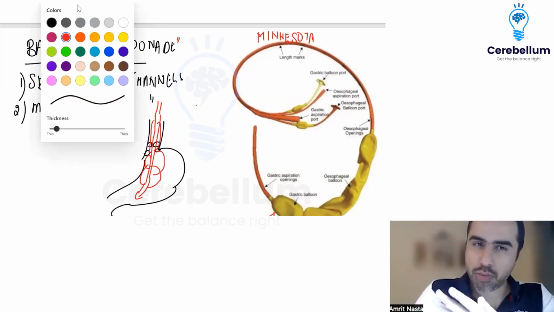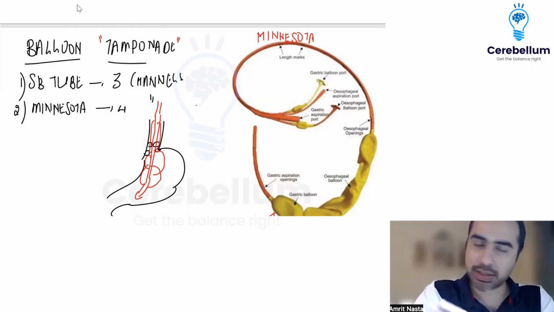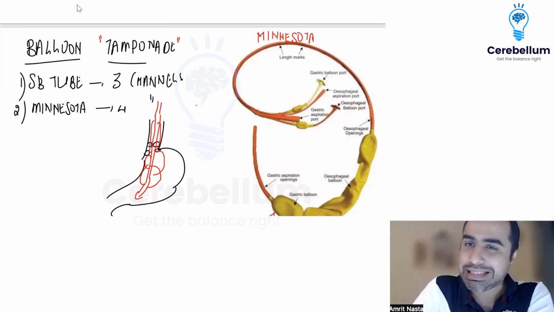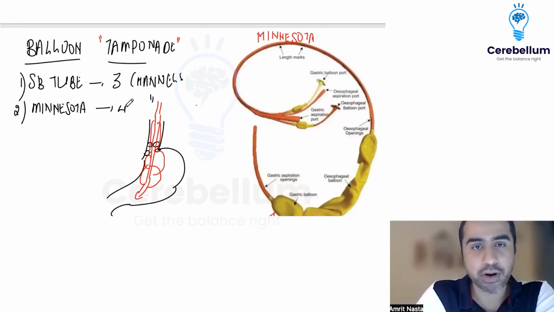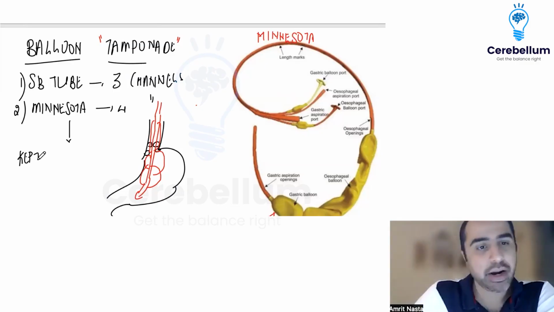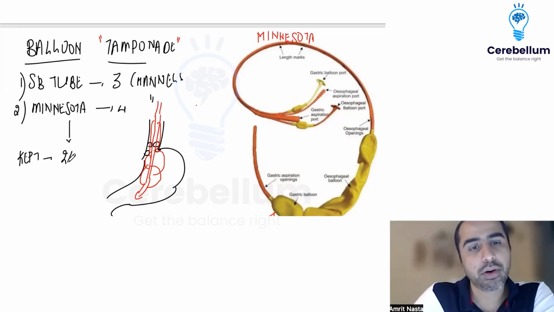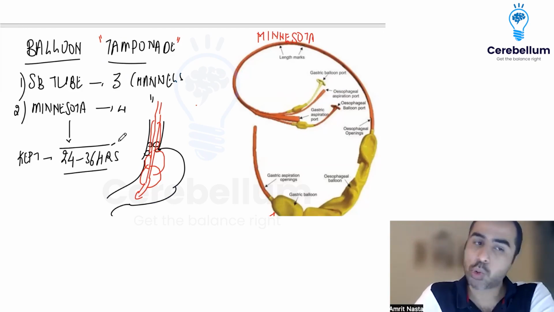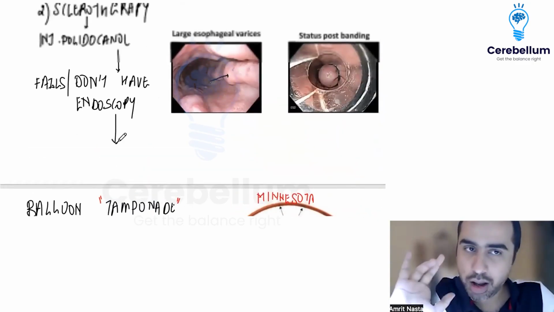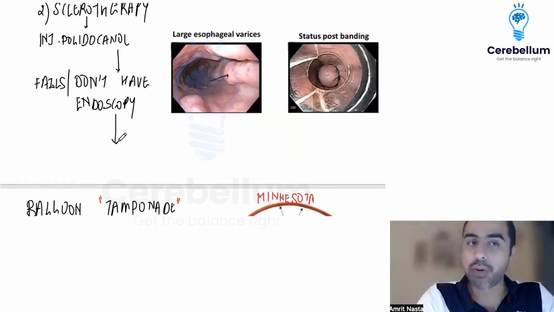Okay, so most of the times, if nothing works, balloon tamponade will work. But the problem with balloon tamponade is it is temporary. It cannot be kept forever. This can be kept for limited time. अब ये ट्यूब फुगा के कितने टाइम रखूं मैं? It can be kept only for 24 to 36 hours. उसके बाद I need to do something. Either I do endoscopy or I do something even more advanced.